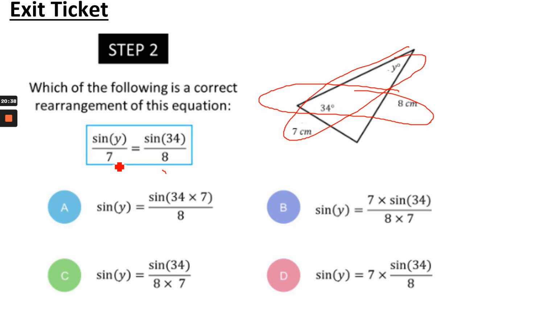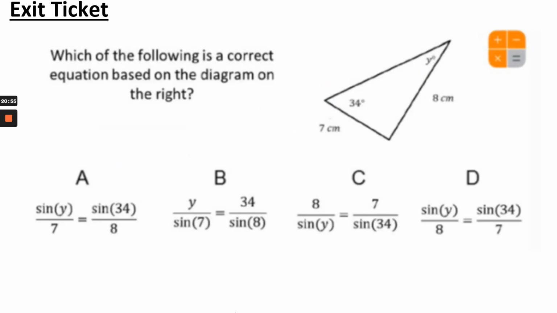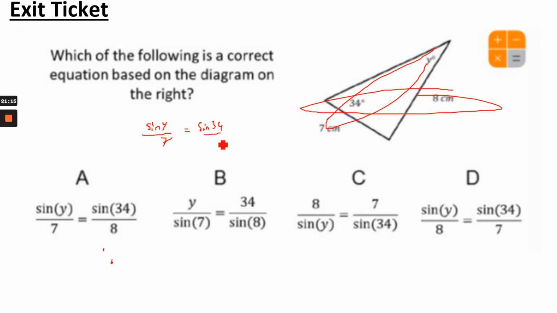To get sine y on its own, you need to multiply both sides by 7. So it should be sine y equals 7 sine 34 over 8. So it should be this one, because you're multiplying the whole thing. So it's going to be D. And then the last one: which of the following is a correct equation based on the diagram on the right? That's similar to the last question, in that we've got the angle and a side, the angle and a side, and we're trying to work out the angle. So we've got sine y over 7 is equal to sine 34 over 8. I believe that the answer is 8.